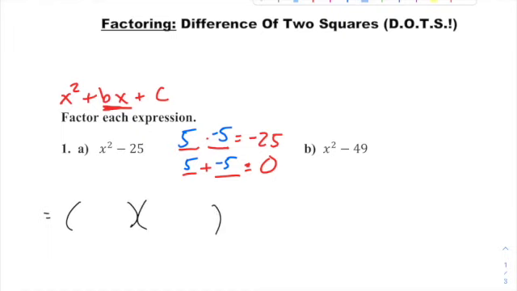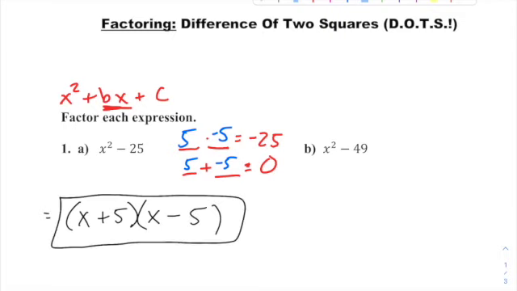which means this could factor to x, and one of them plus 5 and one of them minus 5. It doesn't really matter the order, as long as one is plus and one is minus. And again, you could check that very easily by foiling. x times x is x squared. Your outers will give you negative 5x. Your inners will give you plus 5x, and they will cancel out, giving you 0. And then your last will give you negative 25.